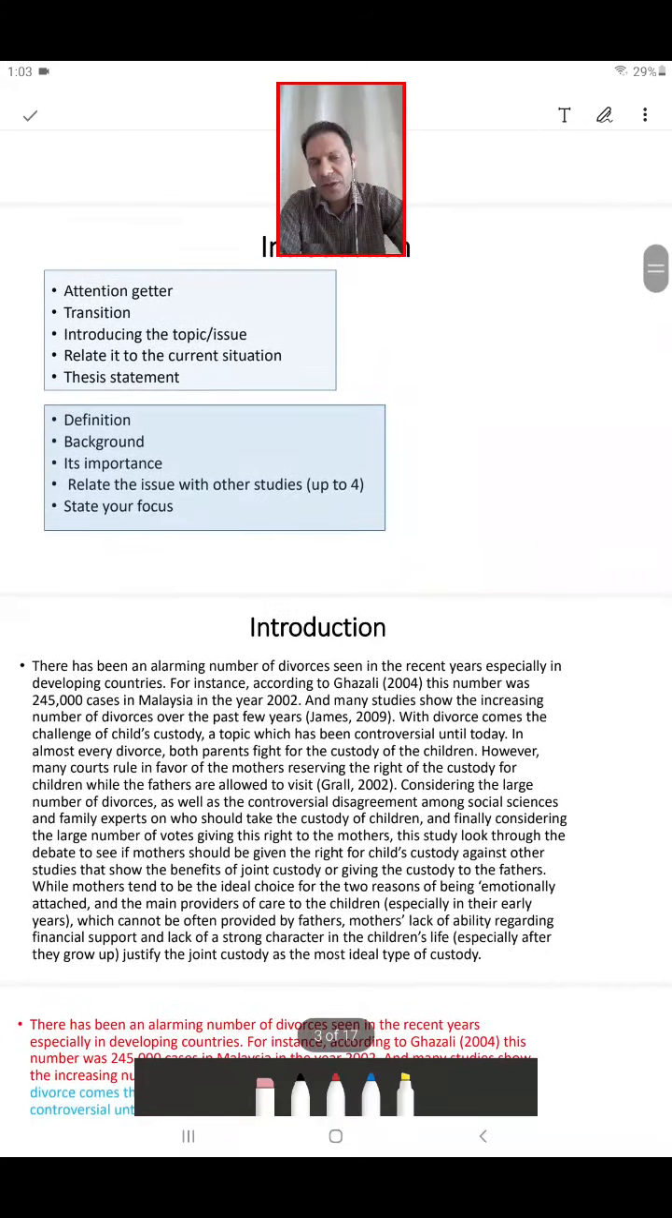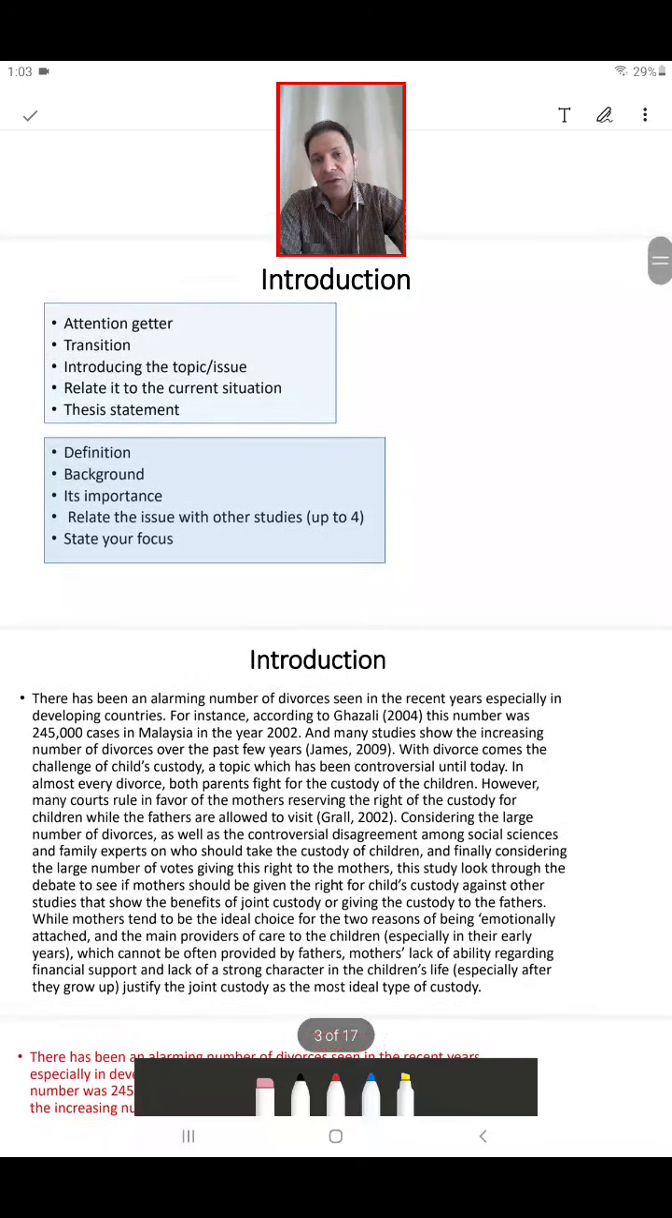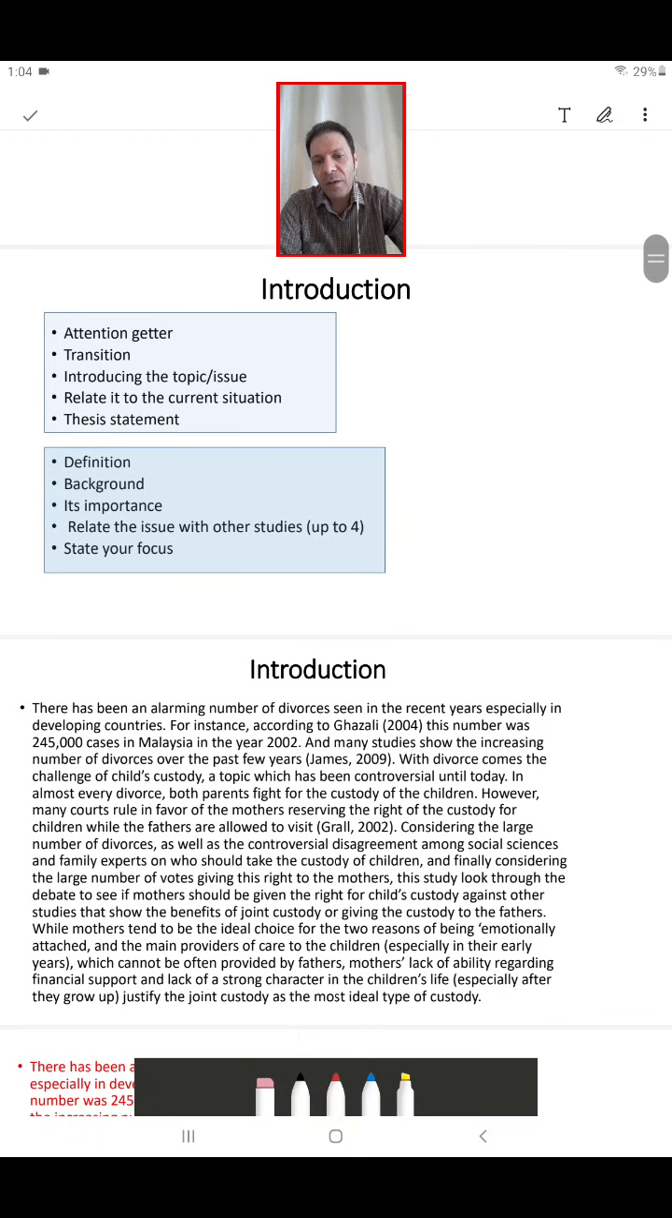Then also in the introduction, maybe you want to have a definition. Of course, it depends on whether you need a definition or not. For example, sometimes I may feel I have to define the term bullying because many people have different ideas about what bullying is. Sometimes the terms are not very clear. For example, I want to do research on tall people. What is the meaning of tall? How tall is considered to be tall?